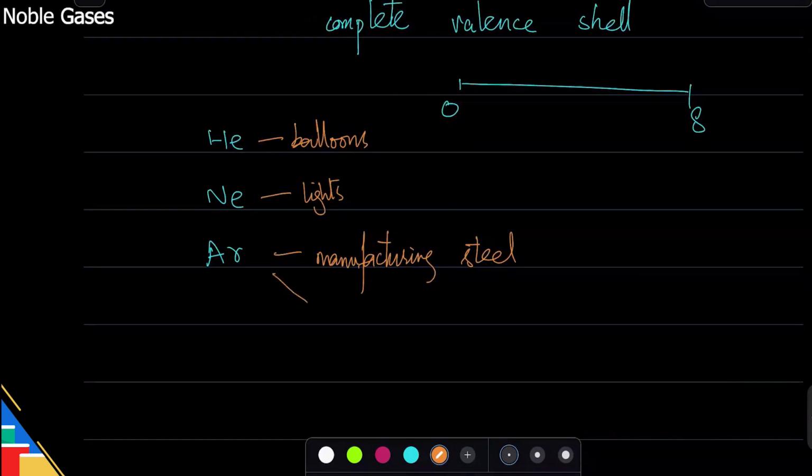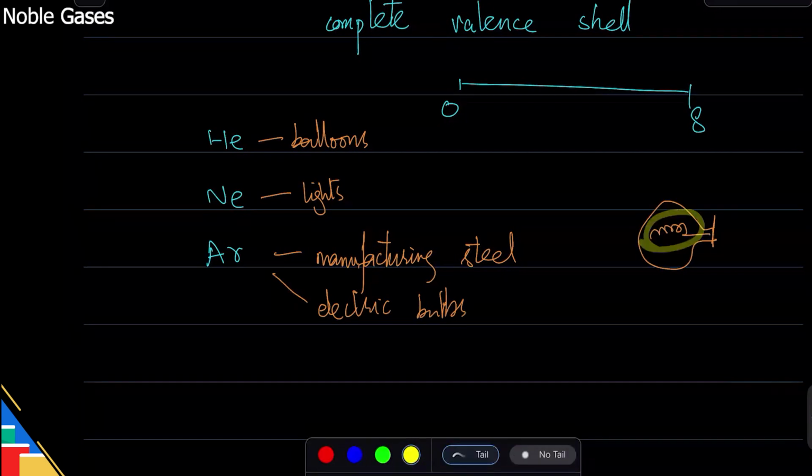Argon is also used in electric bulbs, the incandescent bulbs, because again in them you have a very high temperature, and you have tungsten metal. You know bulbs have that coil of wire in them. This is tungsten and it is at a very, very high temperature, like 2000 degrees or something. If there is oxygen around it, oxygen will react with it, and if oxygen reacts with it, the coil breaks down and the bulb stops working.